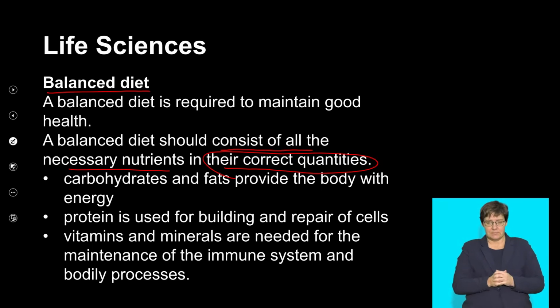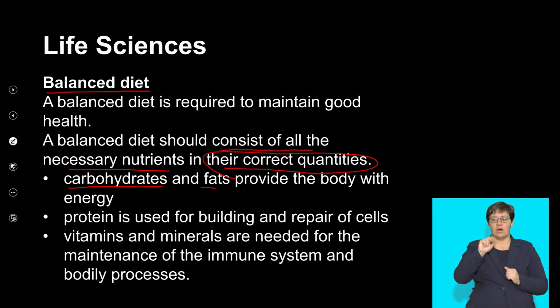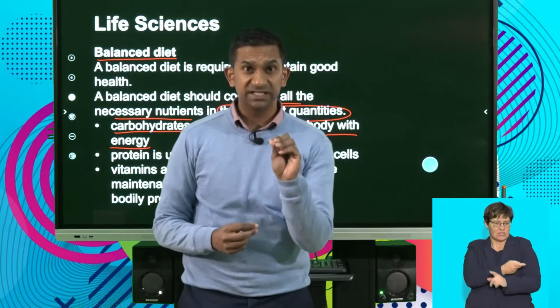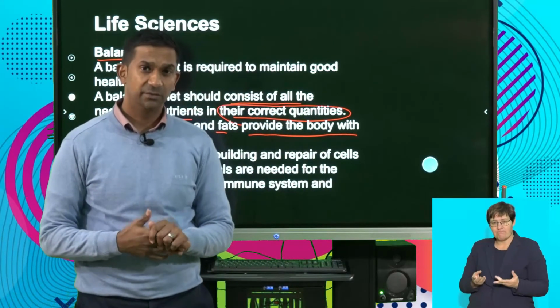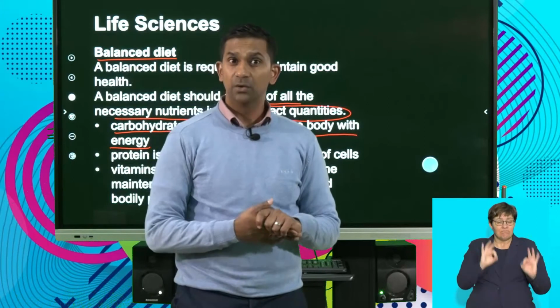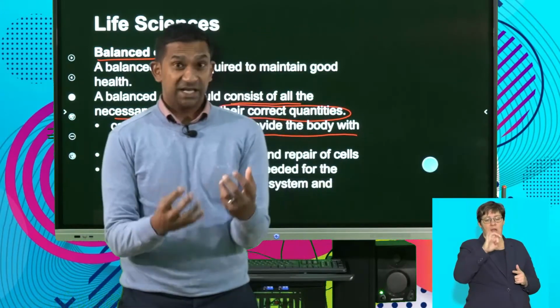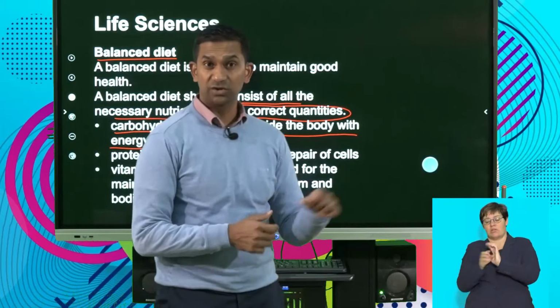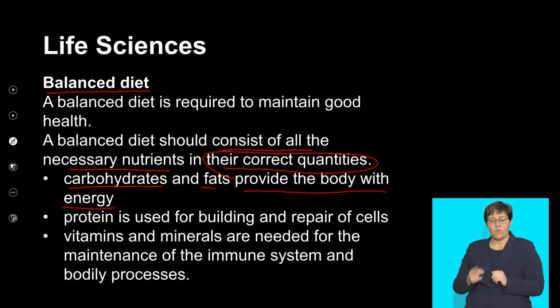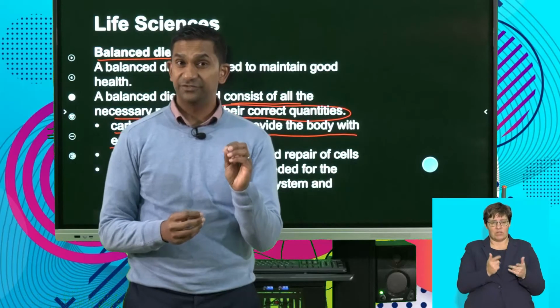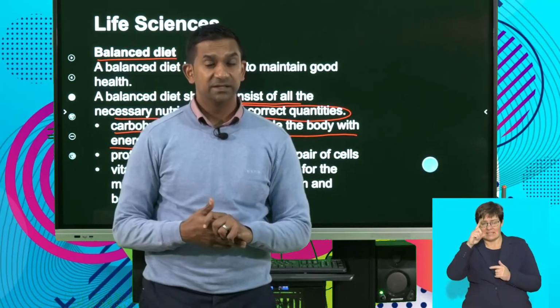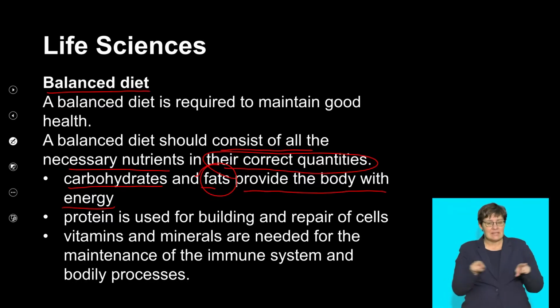Okay, so we need to get the correct quantities. We need carbohydrates and fats to provide the body with energy. Carbohydrates are the fuel for the cells for cellular respiration. We need the right amount of carbohydrates so that we're not having excess that is then converted and stored as fat. We need fats as well, because they provide essential building blocks for some of the fatty acids in the body. So we need to have that as well as carbohydrates.